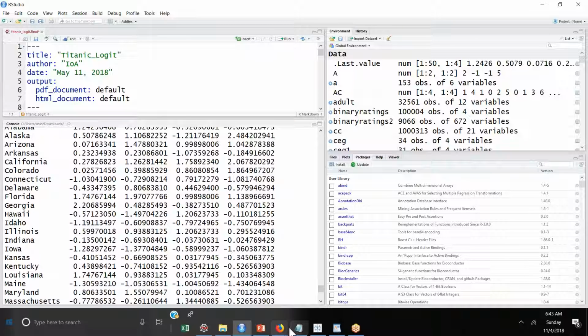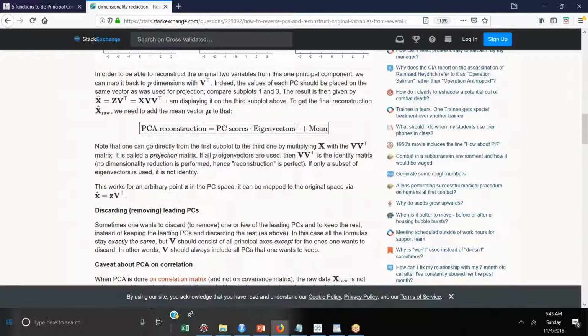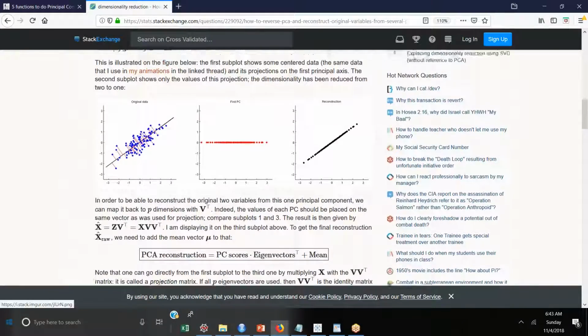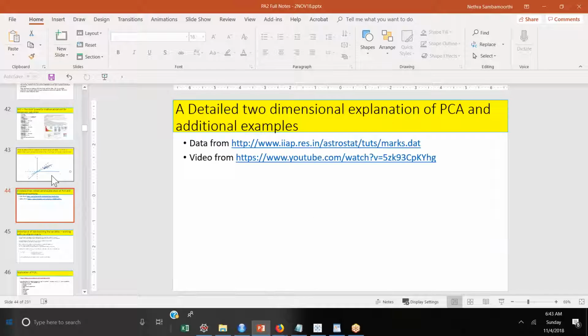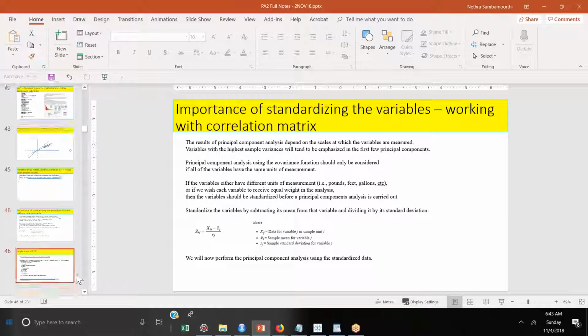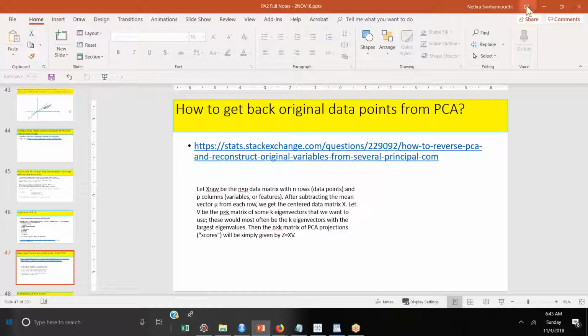So there is a question you raised yesterday. I have two things to answer today before I go to other things. You asked the question: how can I go back to the original data? Can I go back to the original data? That was the question, right, Bala? Yes, sir. So how do we get back the original data points from PCA?